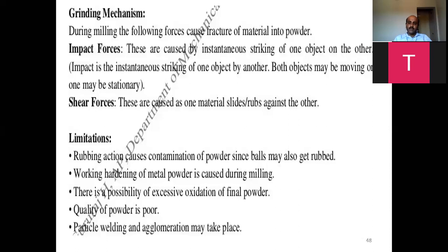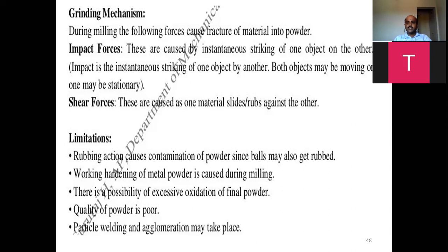So maybe both are moving or maybe one is stationary and one is moving. Then the force that is applied is considered as an impact. So impact force is one of the forces which causes the grinding mechanism.